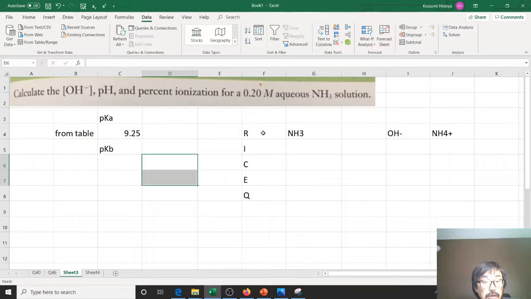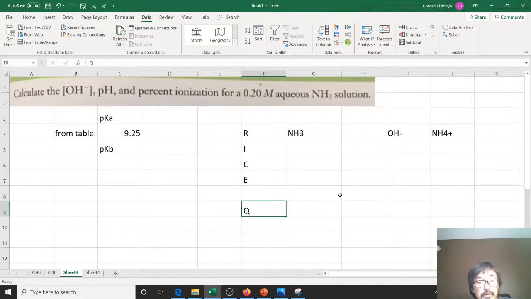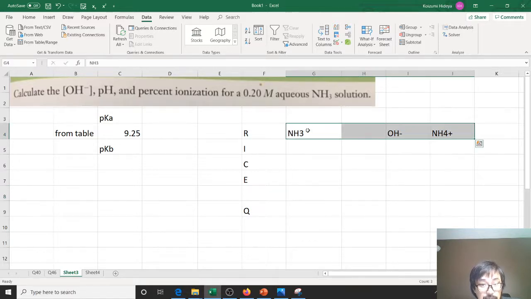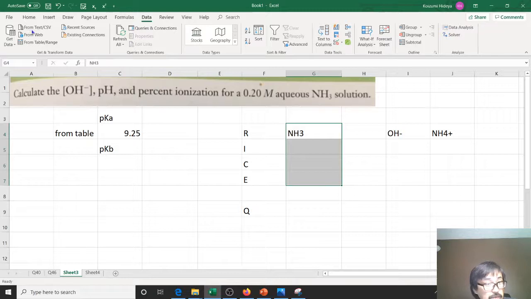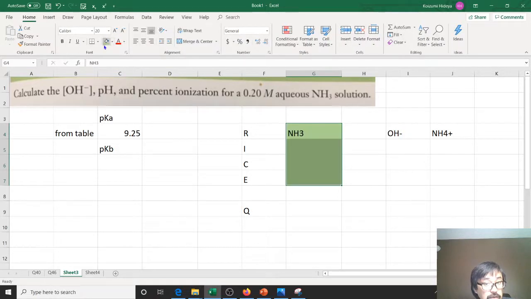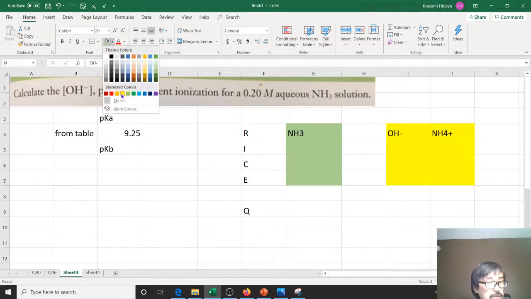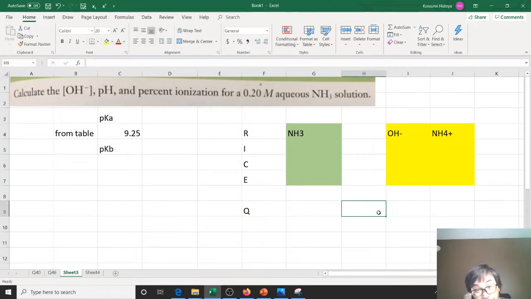So let's create the RICE table, right? Again, that's always the case here. So R, rice, the product, the reactant, and then product is some other color. So reactant and product is given like this. And then the initial concentration of the NH3 is that, and then I'm just going to put the 0 and 0 here.